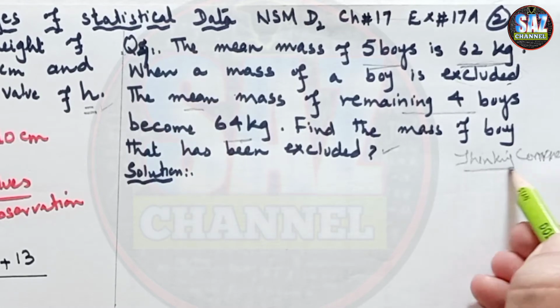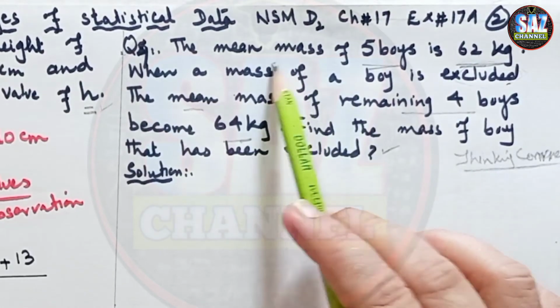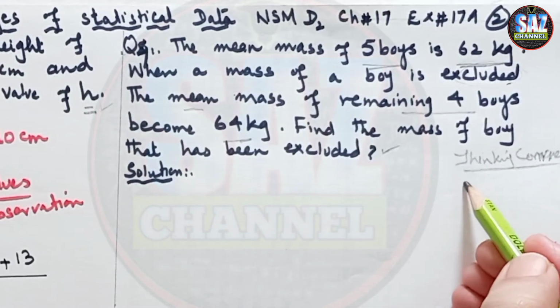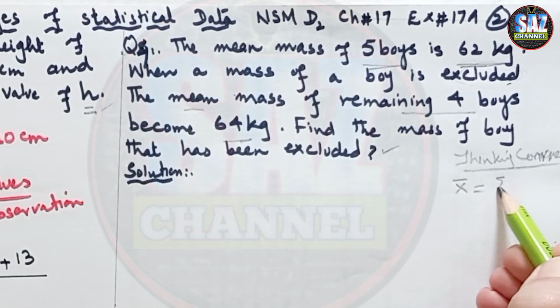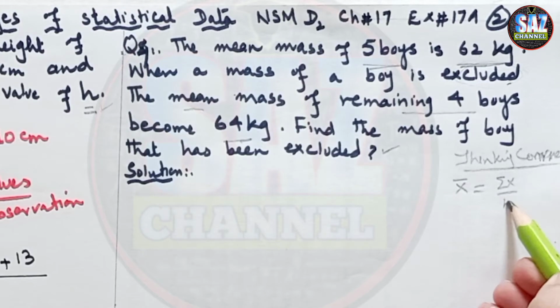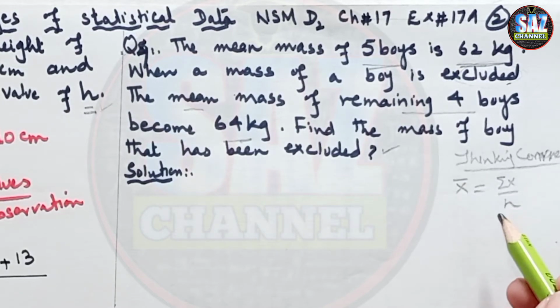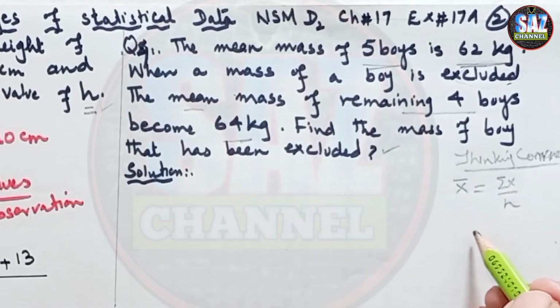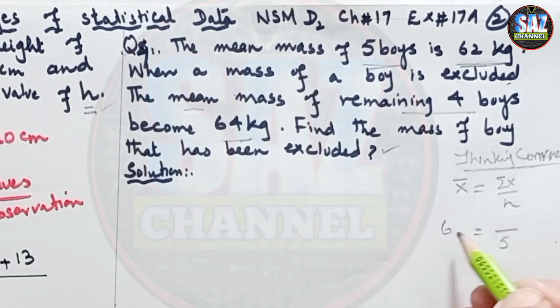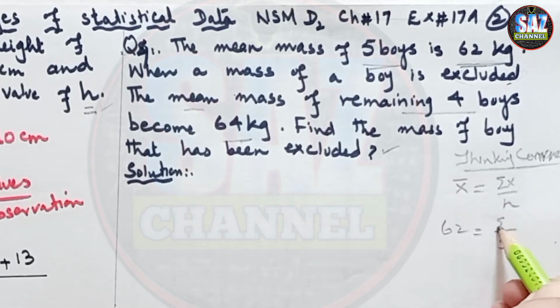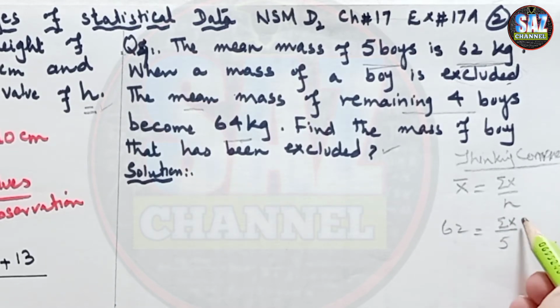Okay, we can make up our mind over here that the formula for the mean is x bar equals summation of x upon number of observations. How many boys are there? 5. And the mean mass is 62. When I multiply 62 by 5, I get the total mass of 5 boys.